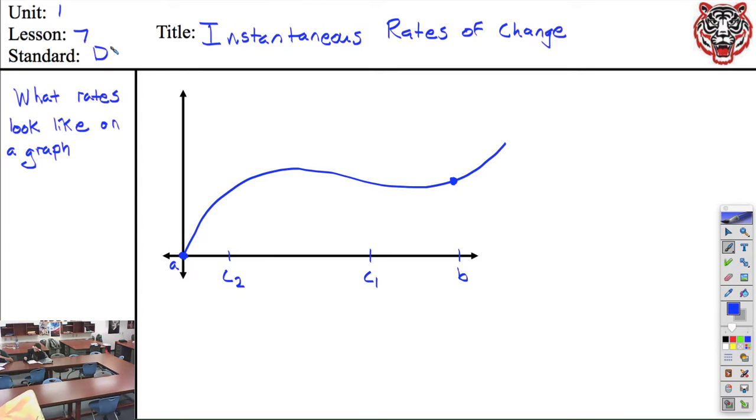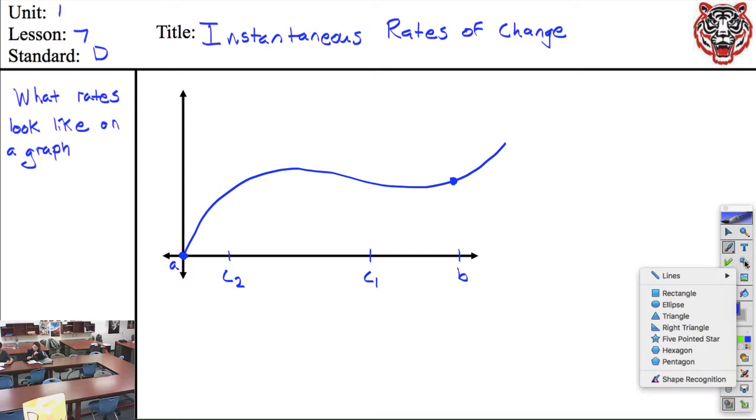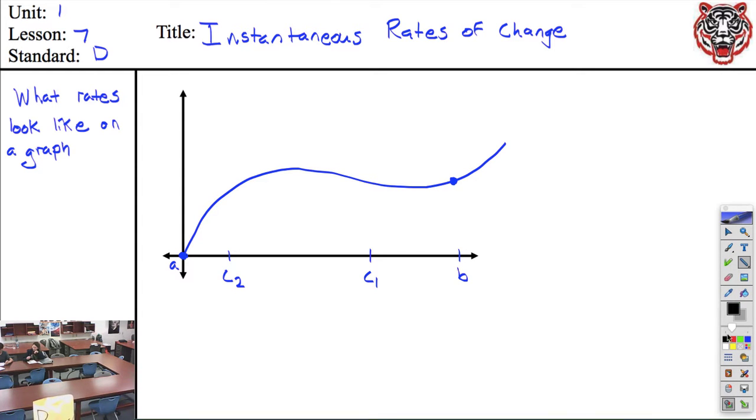All right, so we're still on Standard D, instantaneous rates of change. We're starting to talk about the real calculus ideas now, finally. Yesterday we talked about average rates of change. Graphically, what do I have to do to find the average rate of change? Draw a line between A and B.